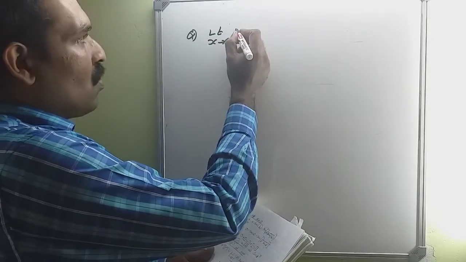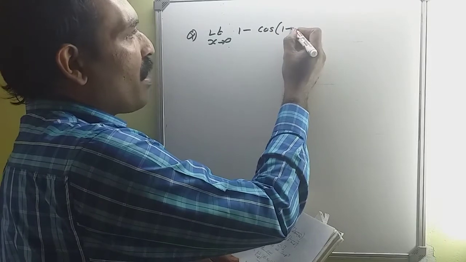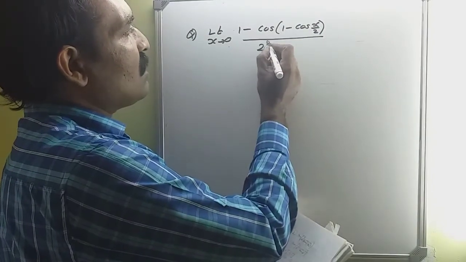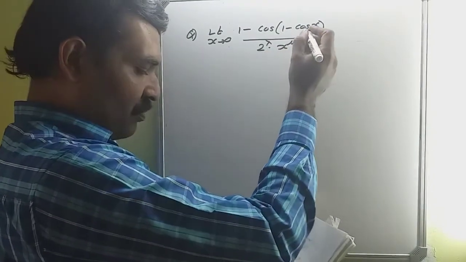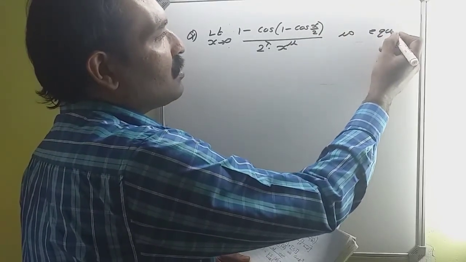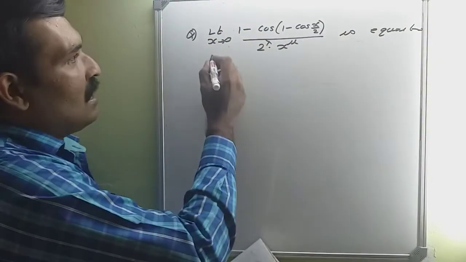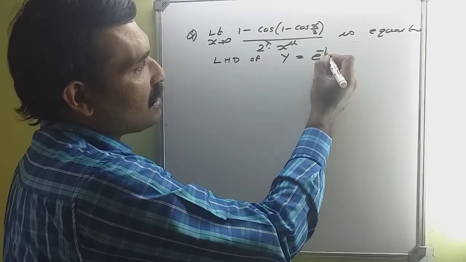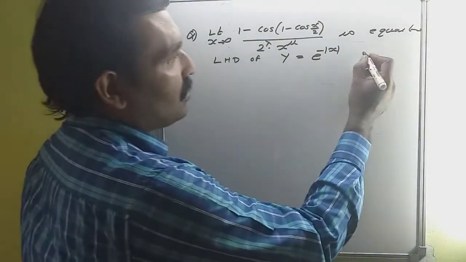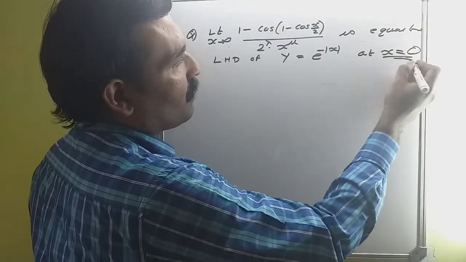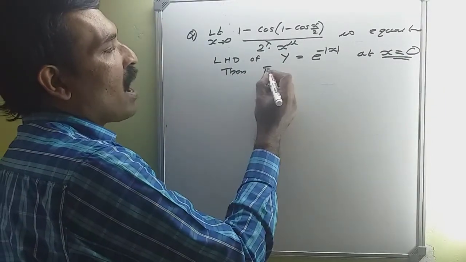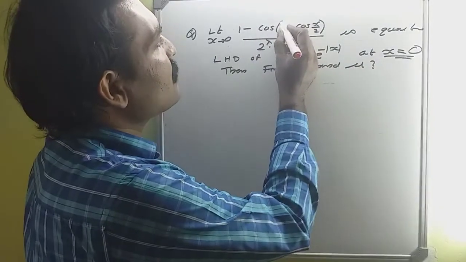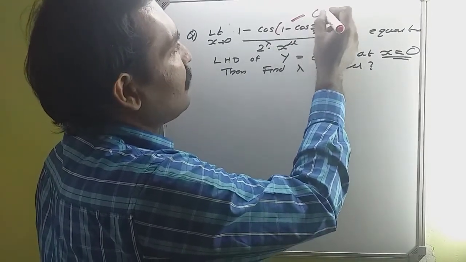The limit as x tends to 0 of 1 minus cos of (1 minus cos x by 2), divided by 2 raised to lambda into x raised to mu, is equal to the left hand derivative of y equal to e raised to minus mod x at x equal to 0. Then find lambda and mu. Here, 1 minus cos x by 2 is the angle theta, right?